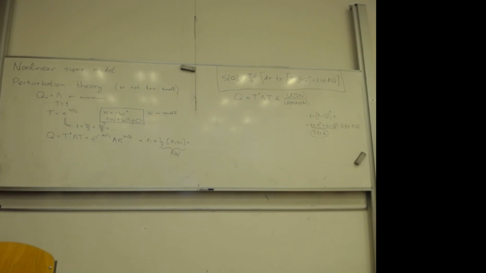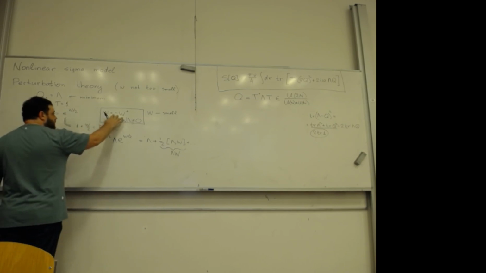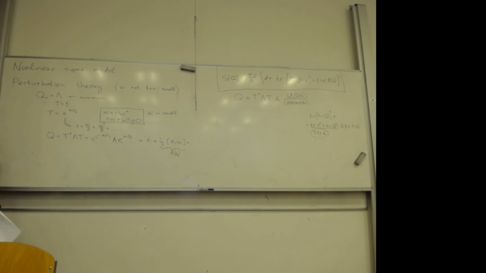Another question. Why do we actually need all this? Why couldn't we just say that T equals 1 plus something small and that's it? T is a unitary matrix. If you take 1 plus something small, it's not unitary. So this is just a way to fixate. This is a way to do it. So with this W, we always remain within the unitary group.